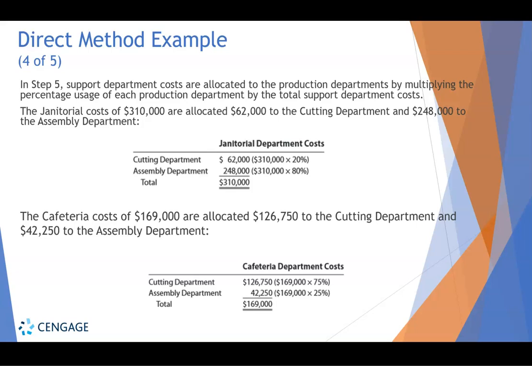So as you see, the janitorial costs of $310,000 are allocated $62,000 to the cutting department and $248,000 to the assembly department. The cafeteria costs of $169,000 are allocated $126,750 to the cutting department and $42,250 to the assembly department.